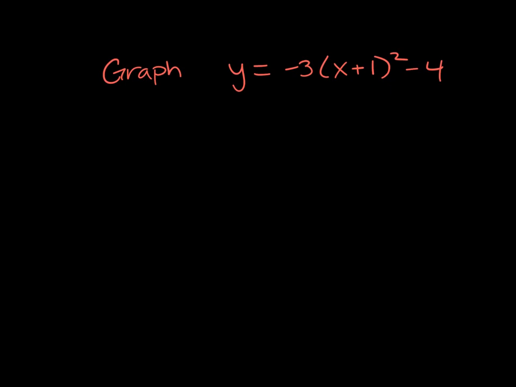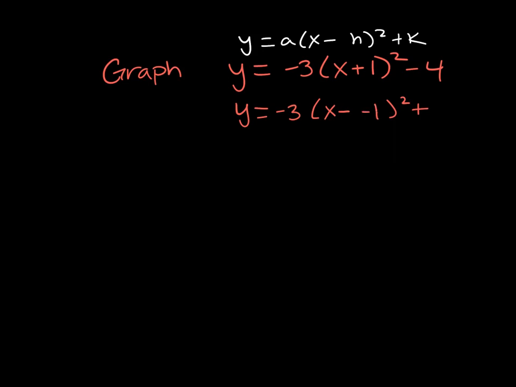To graph this equation, this one is in vertex form, so we can get our vertex from h and k, keeping in mind that vertex form looks like this. If we were to rewrite this as x minus something plus something else, in order for that to say x plus 1, it would have to say x minus negative 1. That's how we would get x plus 1. So that is our h. And then again, to get it to say plus something, it would say plus negative 4. That's our k. So that gives us our vertex, which is negative 1, negative 4.